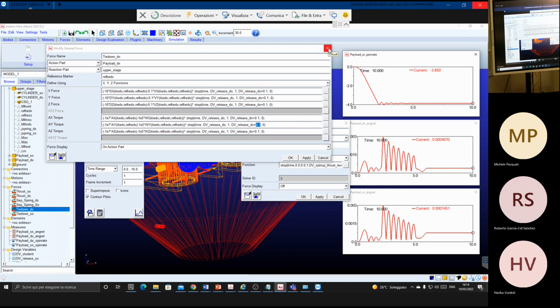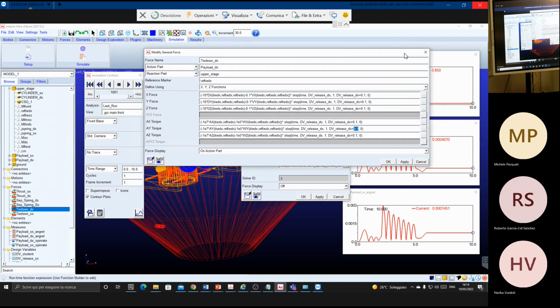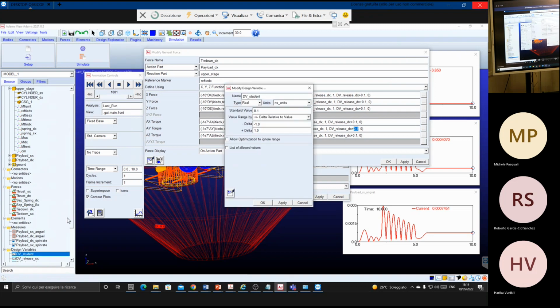You will be assigned different values of this design variable. Okay, so in this case, the mass of the two satellites is 400 kilos. Okay, but with this design variable, I can basically modify the inertial properties of the two payloads.